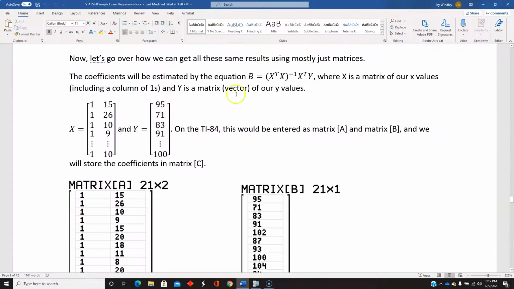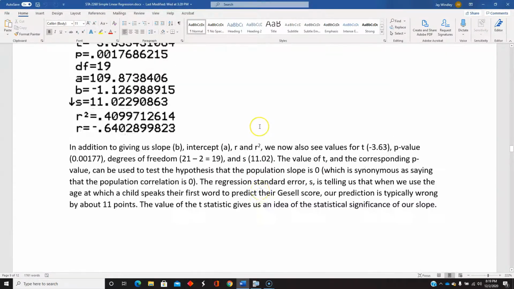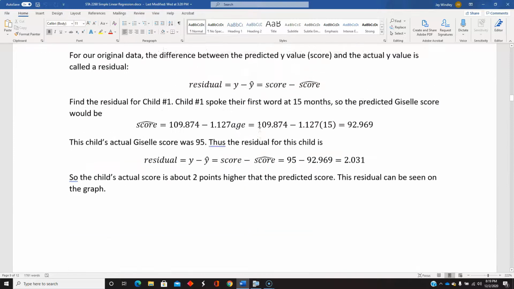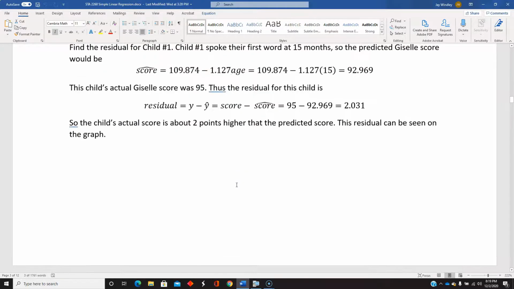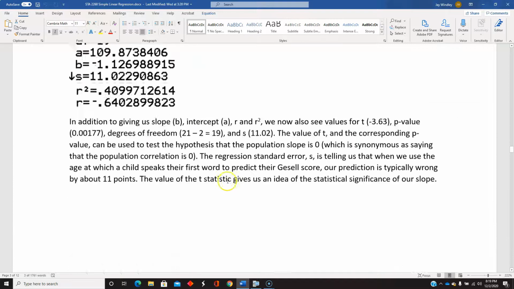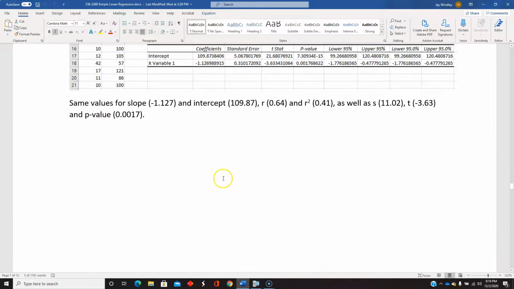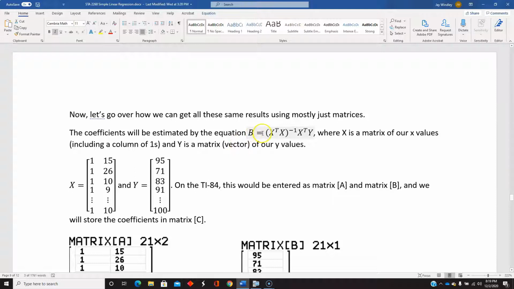And just remember that when we found the a and the b, the very first way we found them, it was using these 3 equations here. One equation to find correlation, the next equation to find the slope from the correlation and the standard deviations, and then the next equation to find a. One of the beauties of doing this with matrices is we're going to get all of that out of just this one equation here: X transpose X inverse X transpose Y.